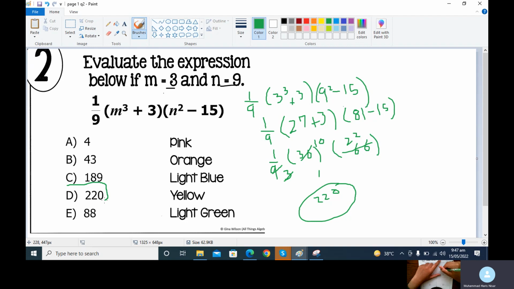Clear? Okay. I already solved it. Yes. 220. Okay, very good. So should I move forward to the next question? Okay. Wait, I have a question.